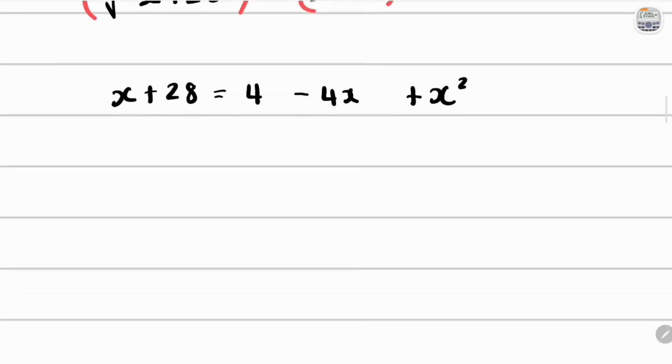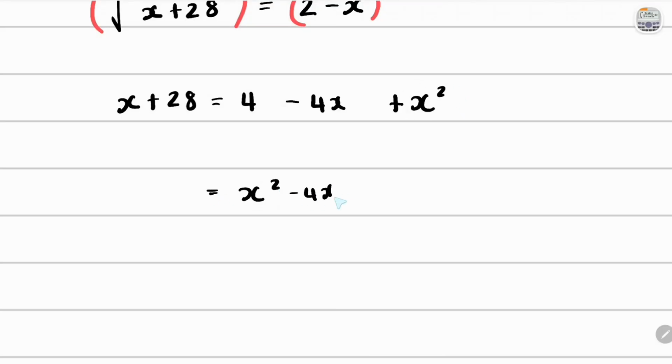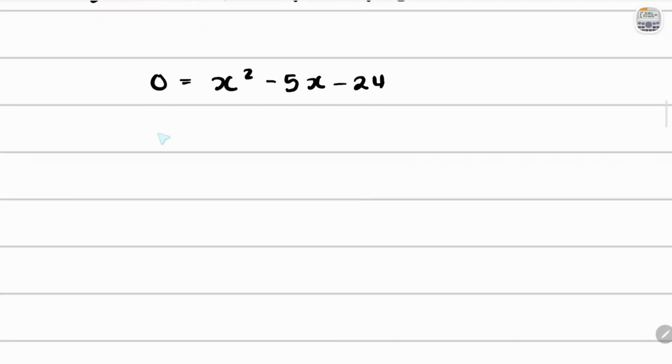And let's just transpose. So we can take everything here over to this hand side since x squared is positive here. So this is going to be x squared minus 4x. And when we transpose that, that's going to be minus x, giving us a negative 5x. And then we have positive 4 and 28 comes over, becoming negative 28. So that is negative 24. So this is what we have.